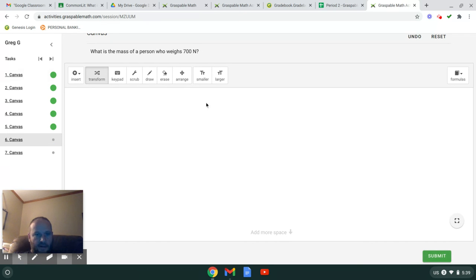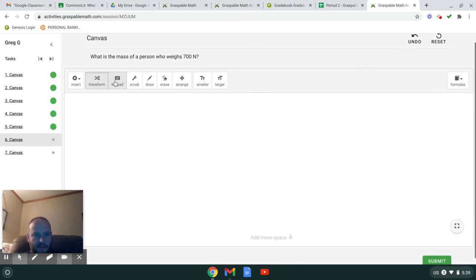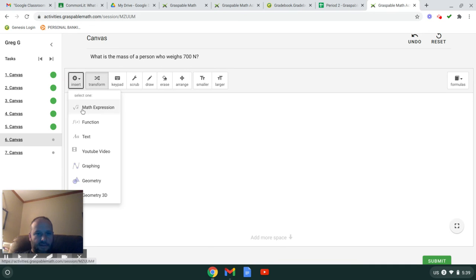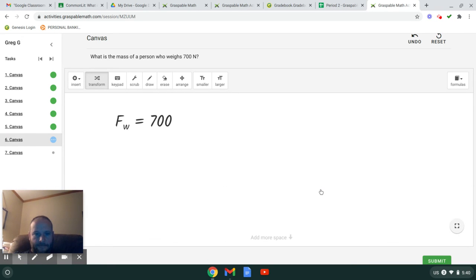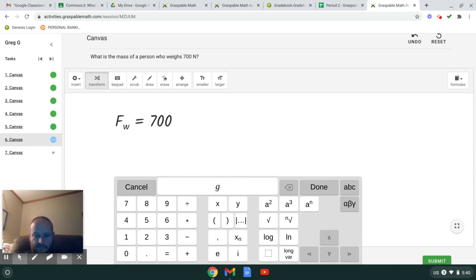And we got two more that are like this. It says, what is the mass of a person who weighs 700 newtons? So 700 newtons, that's a force. We're just going to say F equals 700. Oh, I forgot my subscript thing. So I'm going to put a little W there. And again, it's on Earth, so G is going to be 9.8.